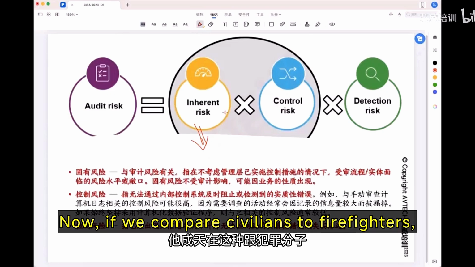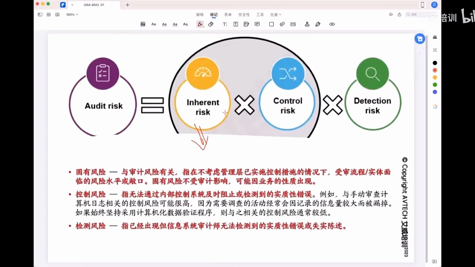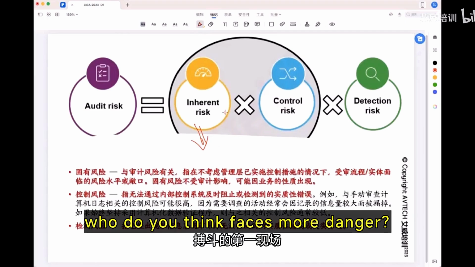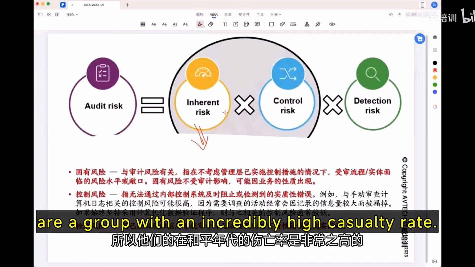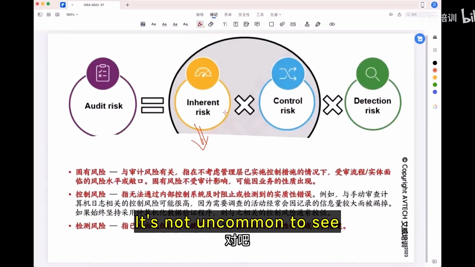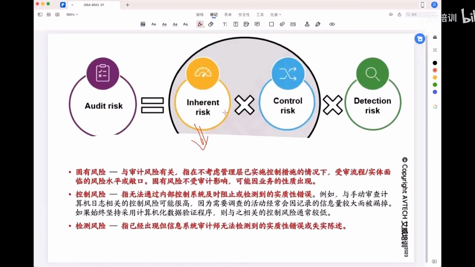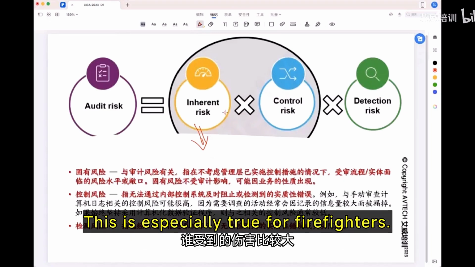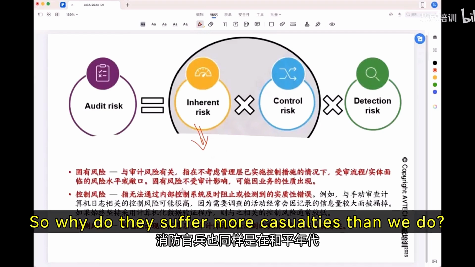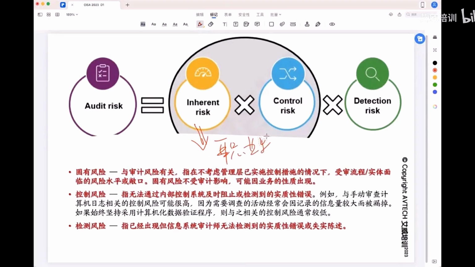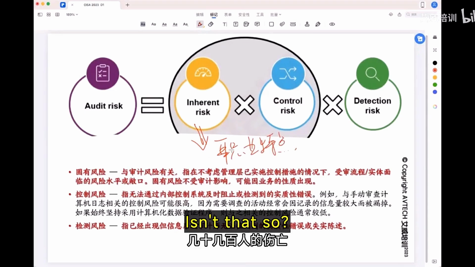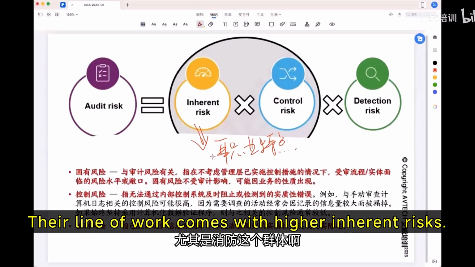Now, if we compare civilians to firefighters, who do you think faces more danger? Firefighters, even in times of peace, are a group with an incredibly high casualty rate. It's not uncommon to see dozens, even hundreds of casualties. This is especially true for firefighters. So why do they suffer more casualties than we do? What's the reason? It's due to the nature of their job. Isn't that so? Their line of work comes with higher inherent risk.